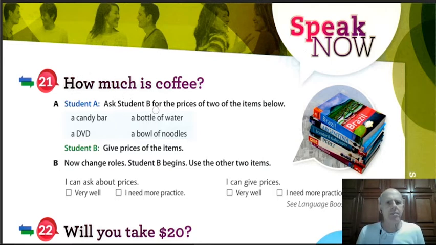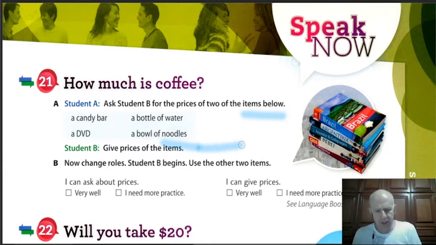Ask student B for the price of 2 of the items below. A candy bar, a DVD, a bottle of water, if you prefer, and a bowl of noodles. What are noodles? Aquele macarrãozinho tipo miojo, you know? And the other student will give the price, right? So a simple dialogue here.